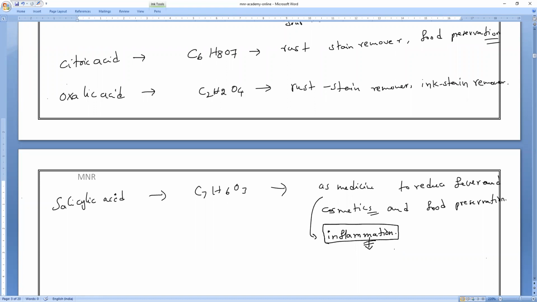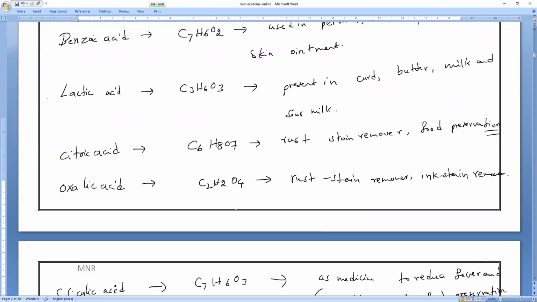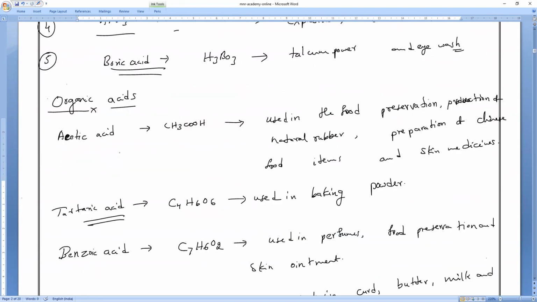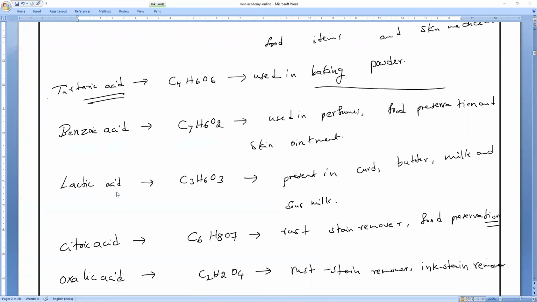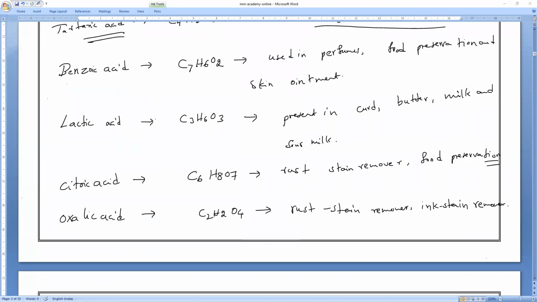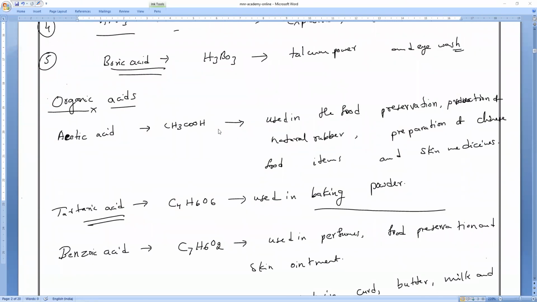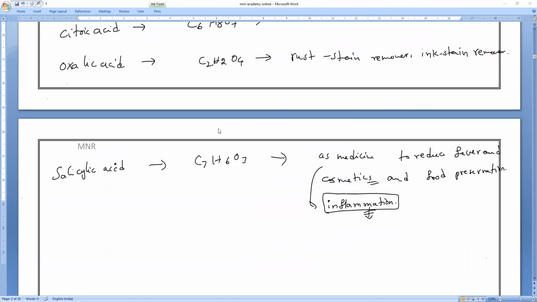Anybody having any doubt, you can ask me. So this is all about the common acids, both organic acids and mineral acids. Citric acid and tartaric acid are used in manufacturing baking powder. In this chapter itself we will manufacture baking powder, so we will get the uses of these formulas like lactic acid, citric acid and all. For the remaining formulas, if you are curious you can learn, or else you can avoid them. But learn the uses, because we are definitely going to need them. So this is all about the acids.